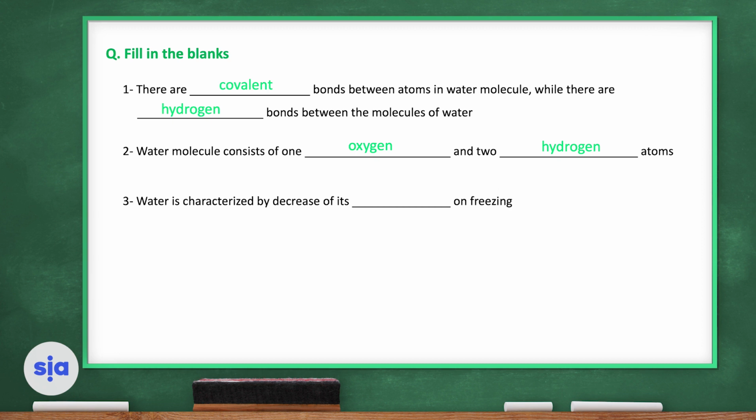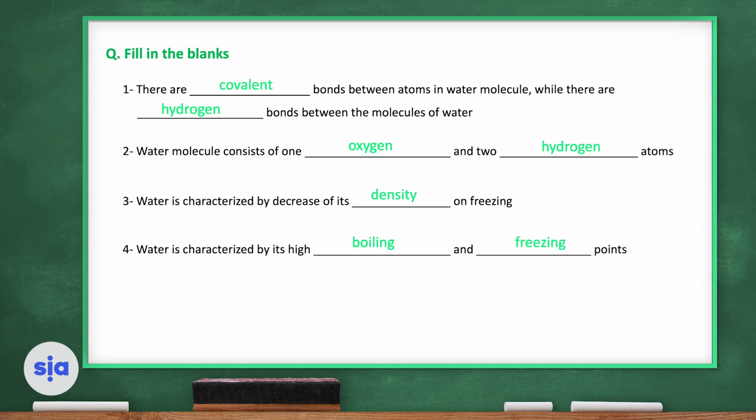Water is characterized by a decrease of its what when freezing? Density. Water is characterized by its high what and what points? Boiling and freezing points. Ice crystals are what in shape? Hexagonal.